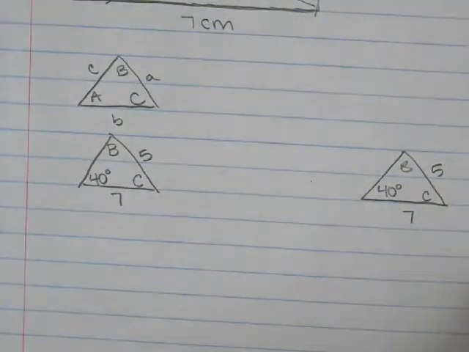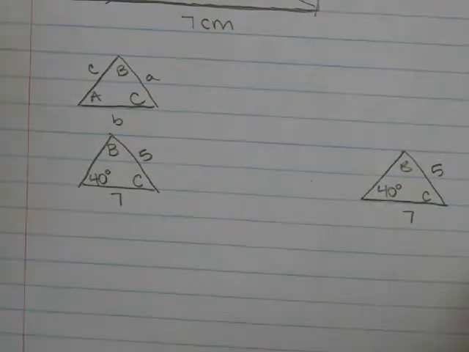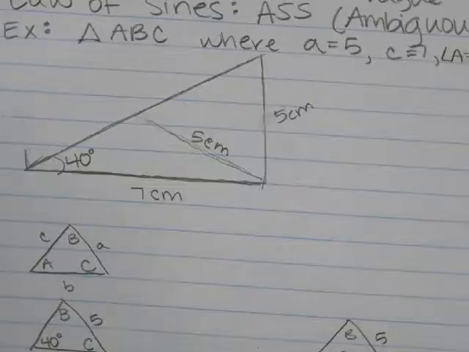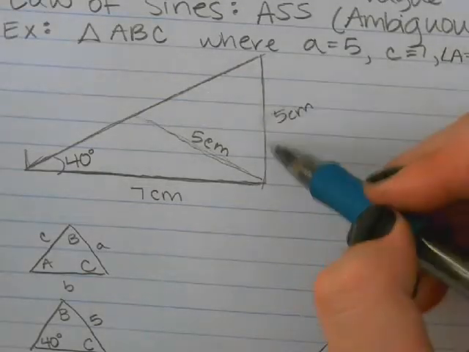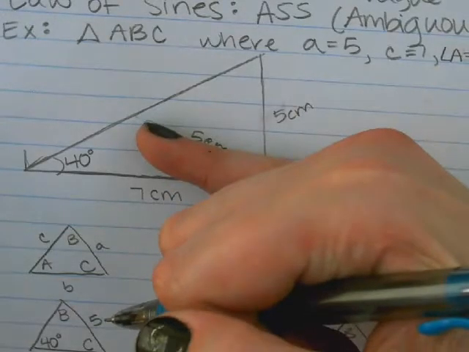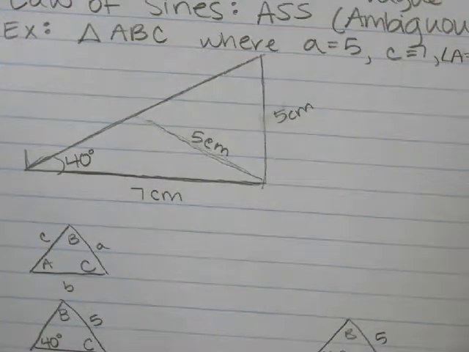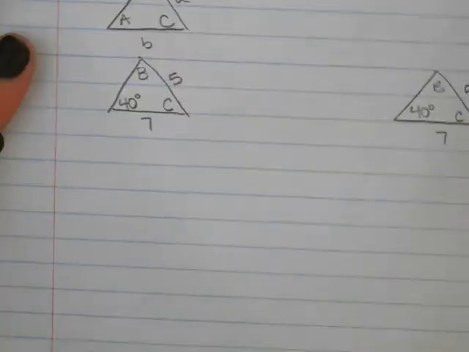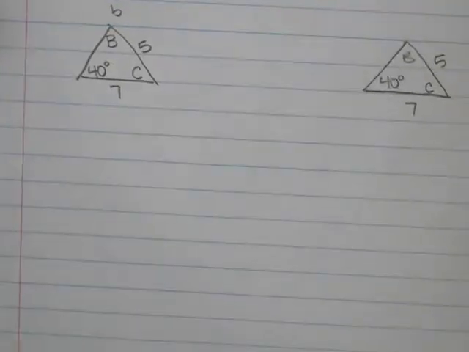I'm drawing 2 triangles because I am representing one triangle where I had the bigger version, where I swung the 5 out. I'm going to have another triangle where I swung the 5 in, and that's going to be a smaller triangle. All right, so let's start the problem based off what we know about law of sines.